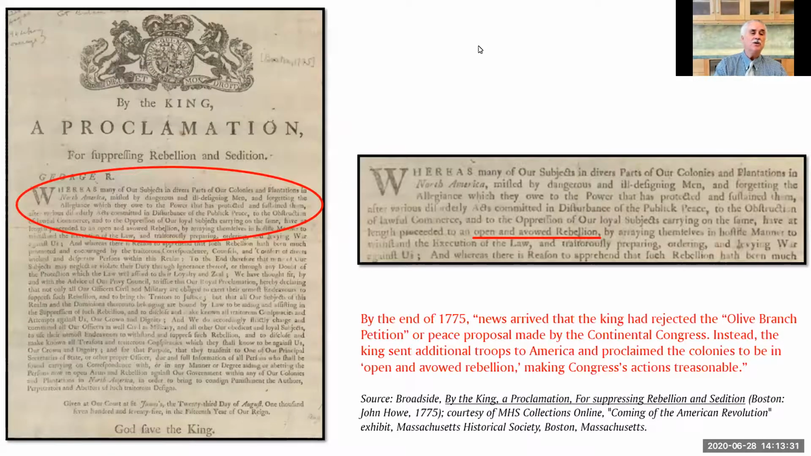This is the proclamation by the King of England. I circled the part on the right, which expresses his belief that the colonies are in rebellion. And notice I took that part and put it over on the right. It says that the colonies are in open and avowed, or sworn, rebellion, meaning that they won't stop. So it's beginning to look as if there's no turning back.